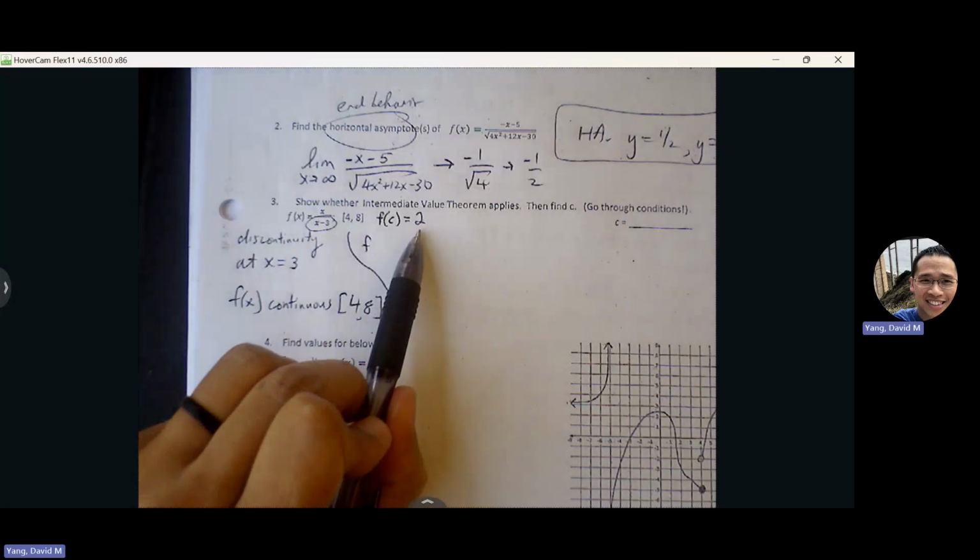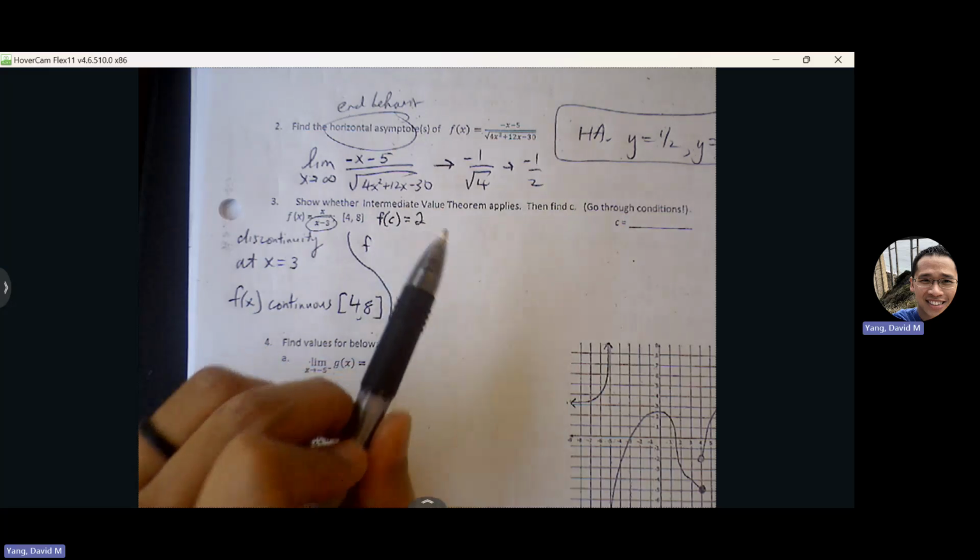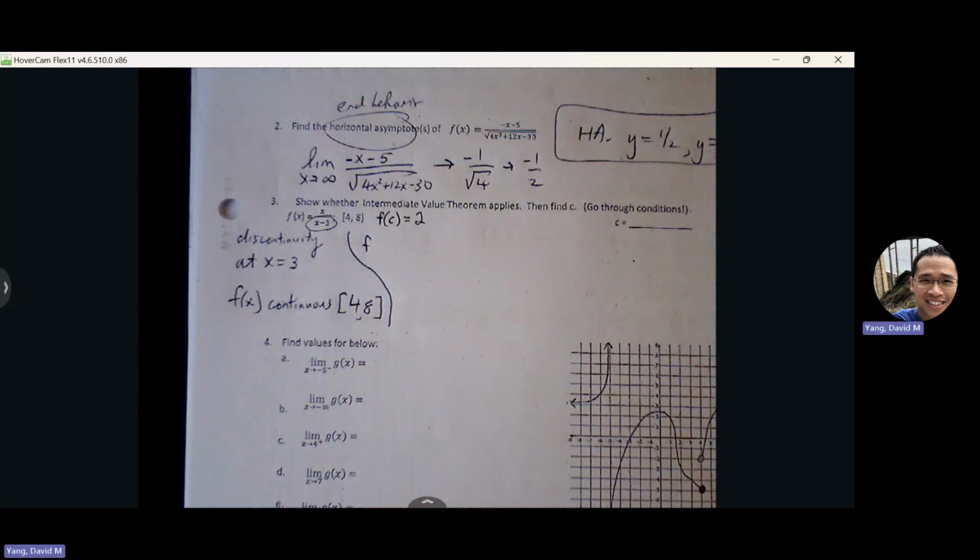We're looking for an endpoint that's higher than 2 and the other endpoint to be lower than 2. Does it matter which one is which? No. Yeah. As long as we have one of each. Doesn't matter if you start lower and end up higher or whether you start higher and end up lower. We should need one of each.